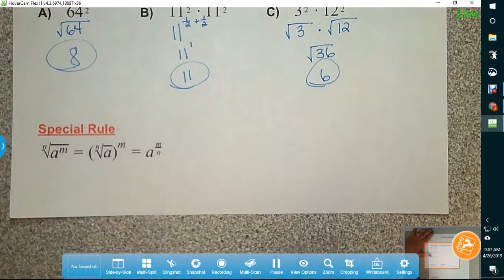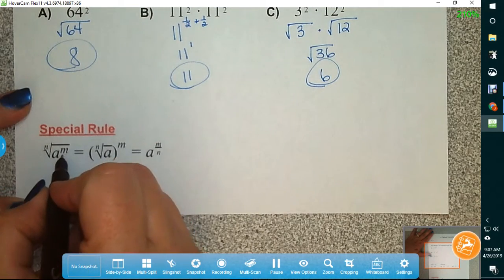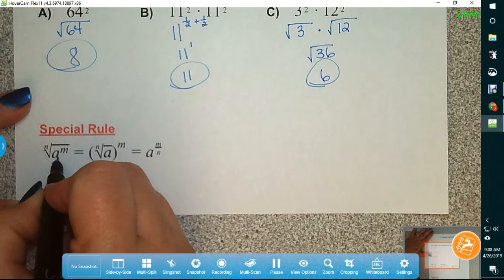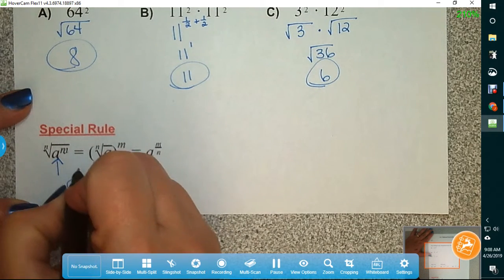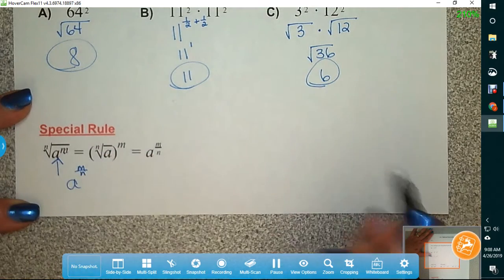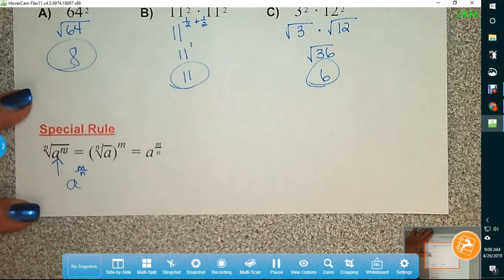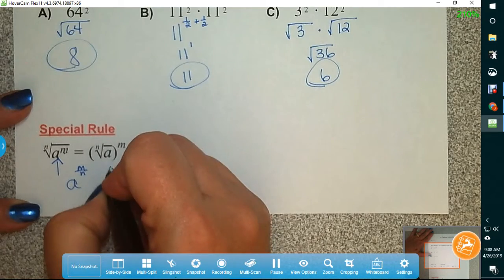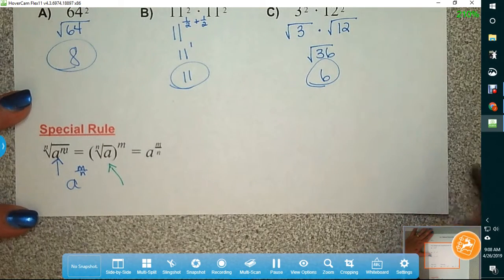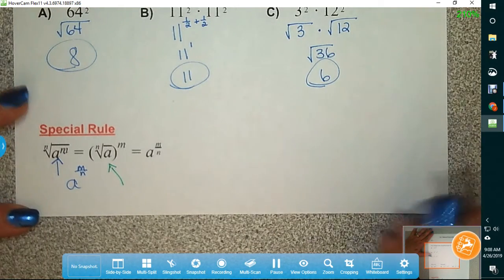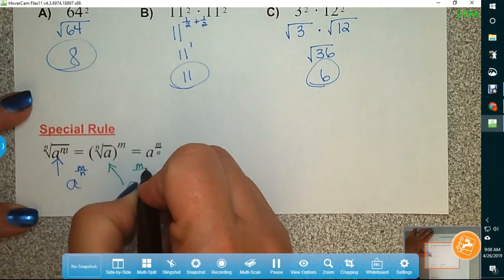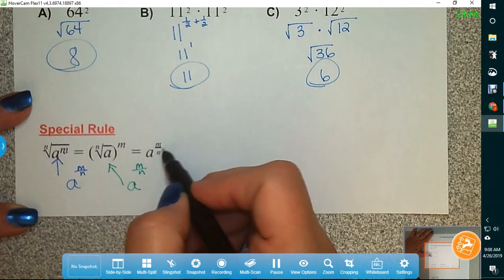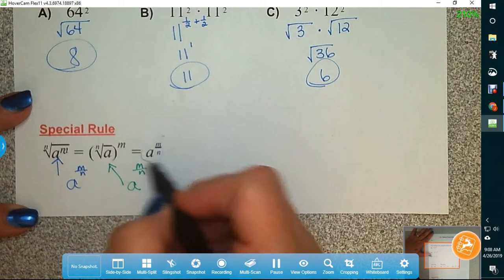So now, there is a special rule. So here's the thing. We know that I can take for this one and put the exponent over the index, and that's going to give me a to the m over n. But for this one, that exponent isn't on the a. It's outside the parentheses, but we can do the same thing here. There's your a to the m over n.